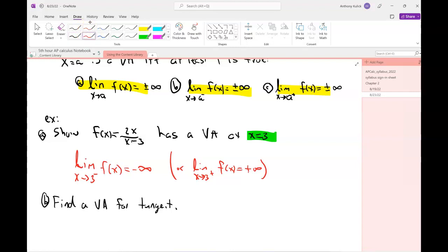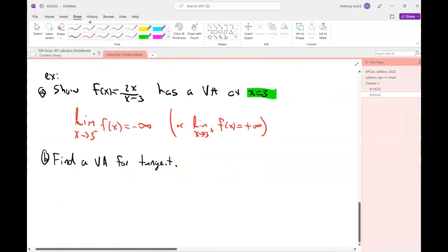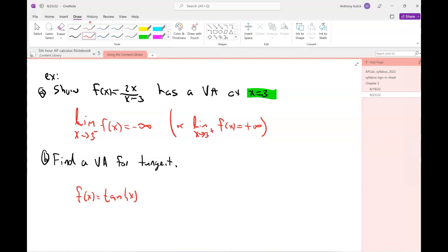Next example, find the vertical asymptote for the tangent function. So our function in this case would just be f of x equals tan x. Okay. Trig recall. What trig identity could we use here that might be helpful? Tangent is sine over cosine. Why would that be helpful?